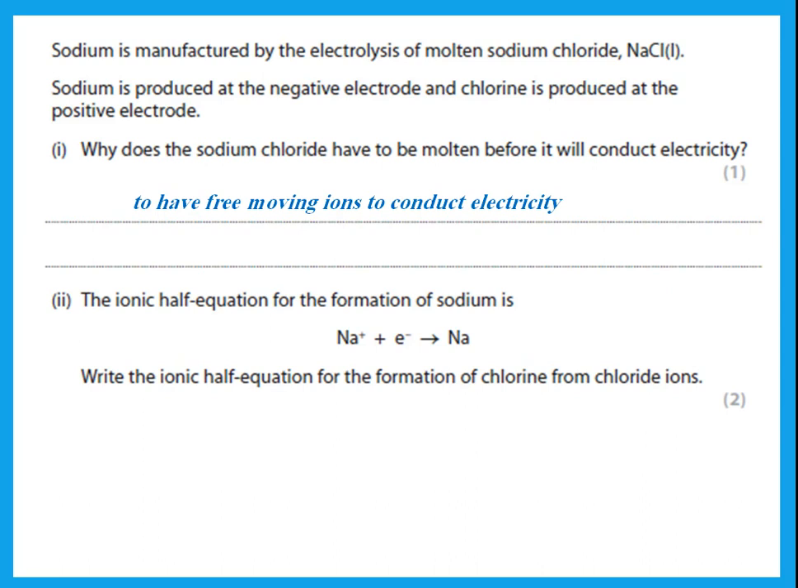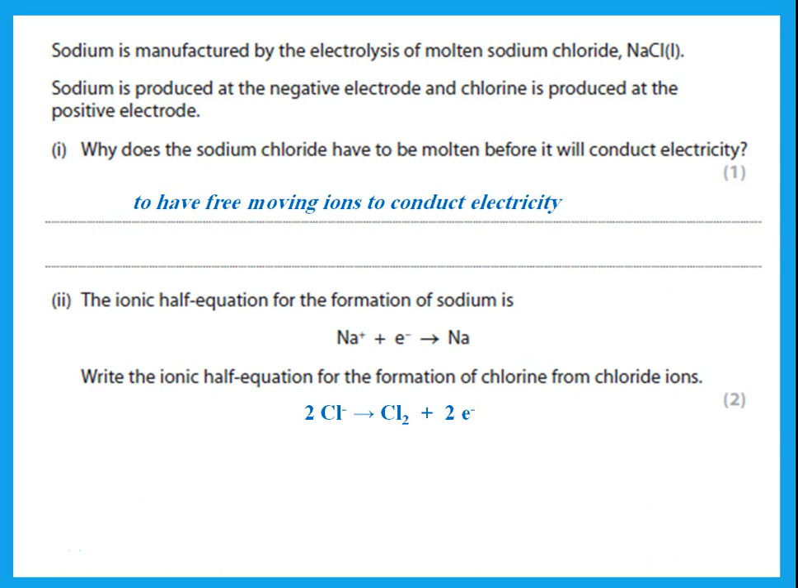The ionic half equation for the formation of sodium is this, right? The ionic half equation for the formation of chlorine from chloride. So you're starting with chloride. What does the chloride do? It loses electrons to form chlorine. Chlorine is diatomic, so I have to write it Cl2, and that means I need to balance in that way.